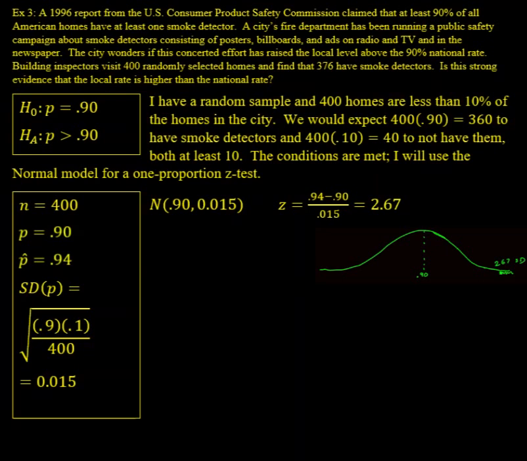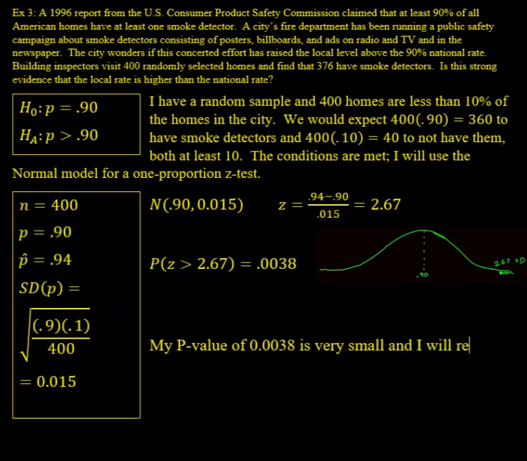So we're going to have to subtract from 1. So the probability that z is greater than 2.67 equals 1 minus 0.9962, which comes out to be 0.0038. So my p-value of 0.0038 is very small, and I will reject the null hypothesis. There is evidence to suggest that the local smoke detector rate is higher than the national average.